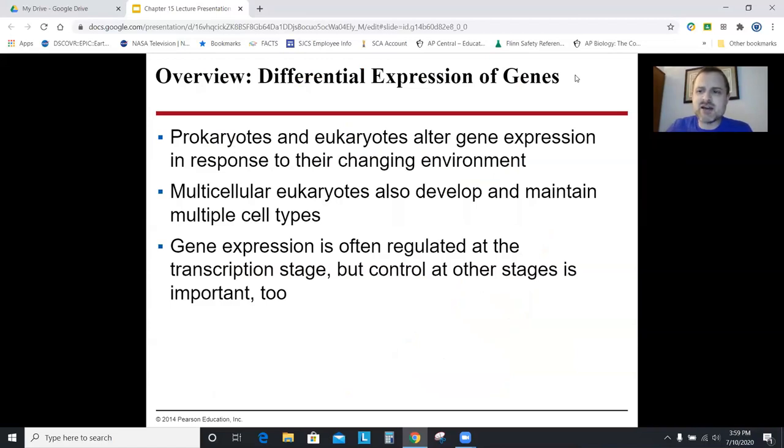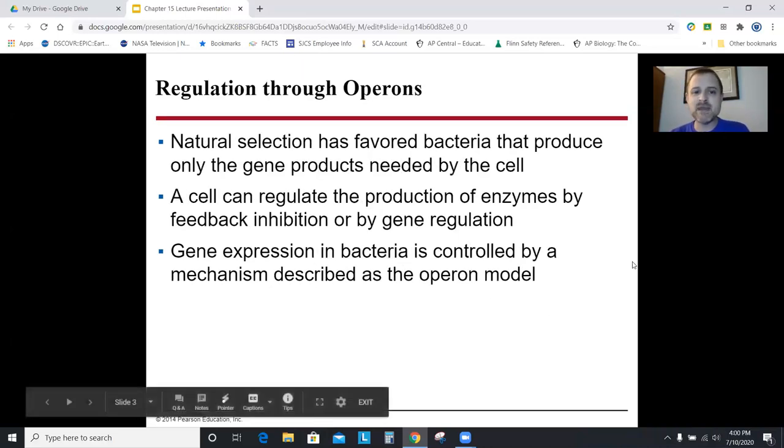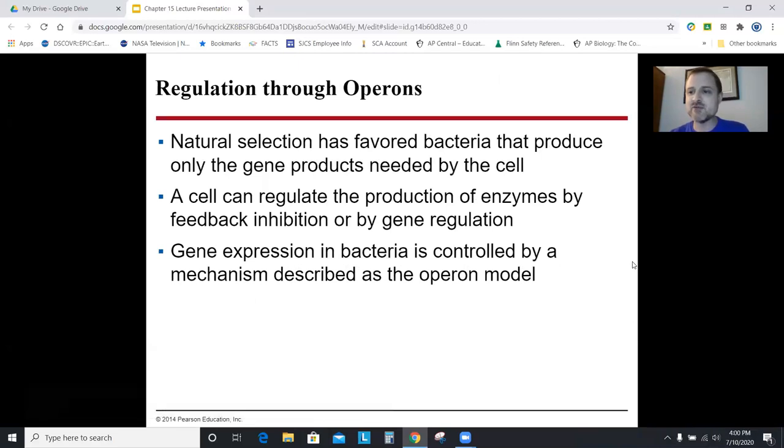These next two slides just kind of go through some conceptual stuff. Prokaryotes, bacteria, and eukaryotes, like your cells, can alter gene expression depending upon their environment. We've already said that. Multicellular organisms also maintain several different types of cells, like skin cells, muscle cells, nerve cells, bone cells, blood cells. That's all coded for at the gene level. What makes a bone cell comes from what genes are turned on or turned off. How you regulate transcription, we're gonna see in this chapter. And again, this slide just goes to the fact that cells cannot waste. Natural selection favors bacteria that only produce things the cell needs, not what it already has.